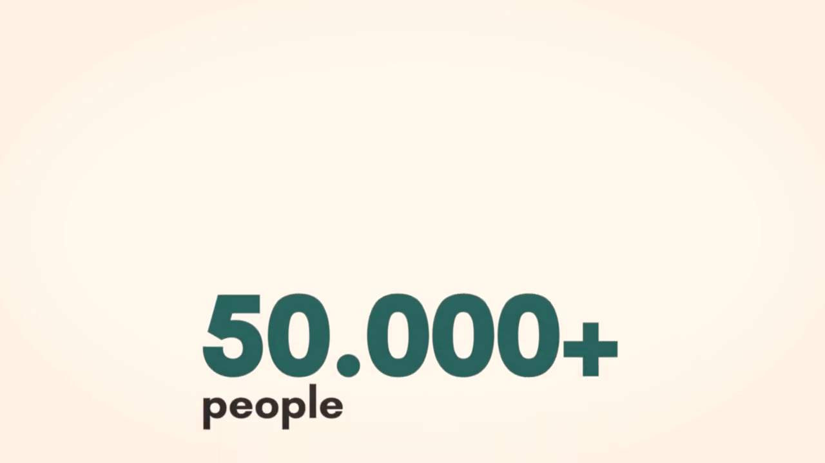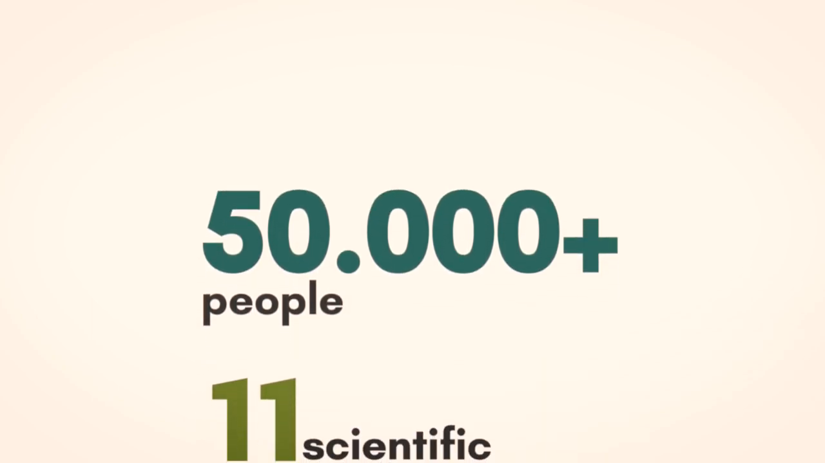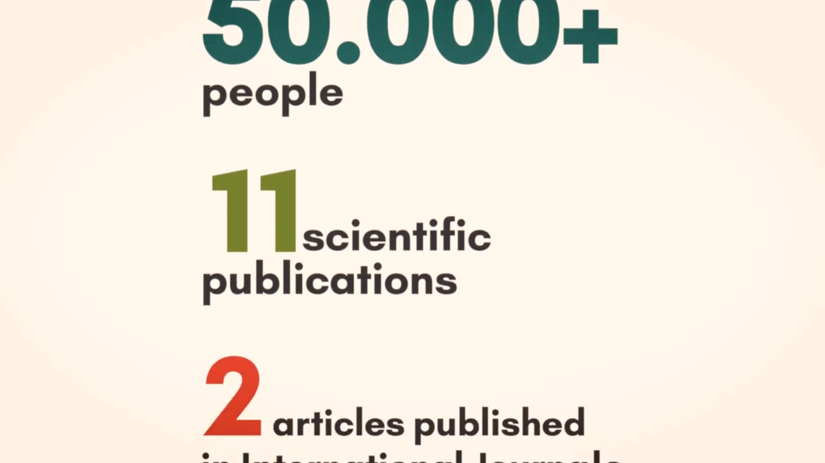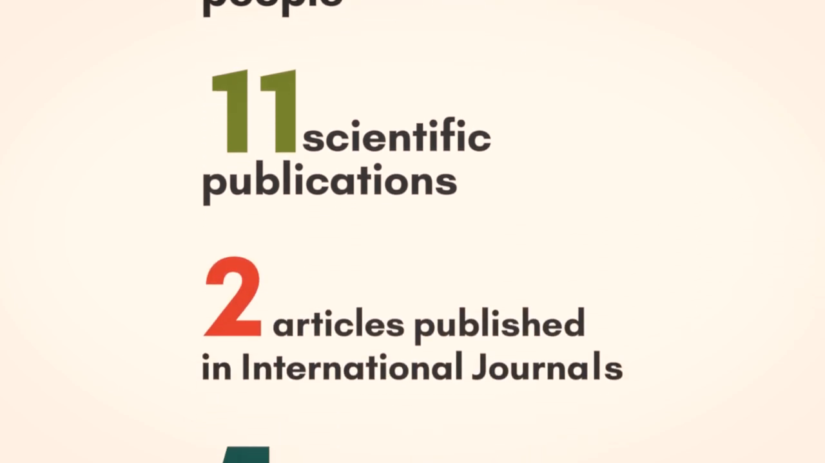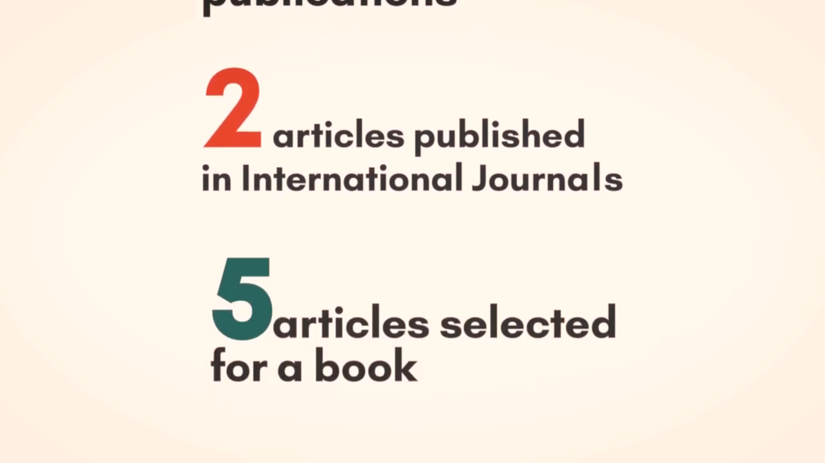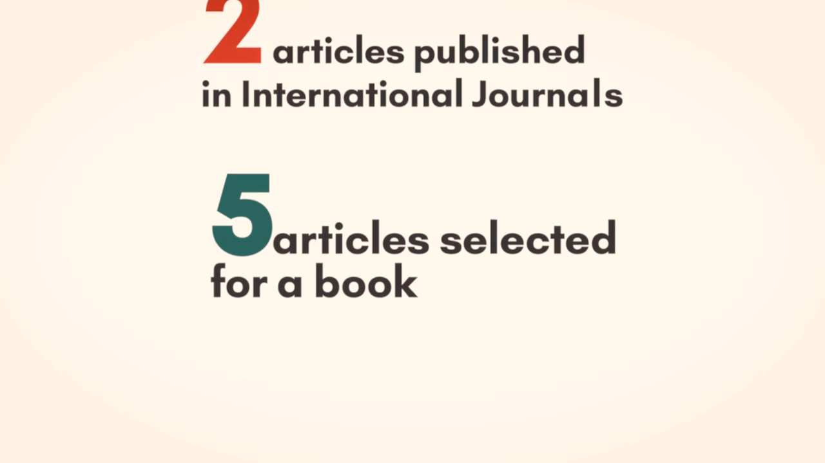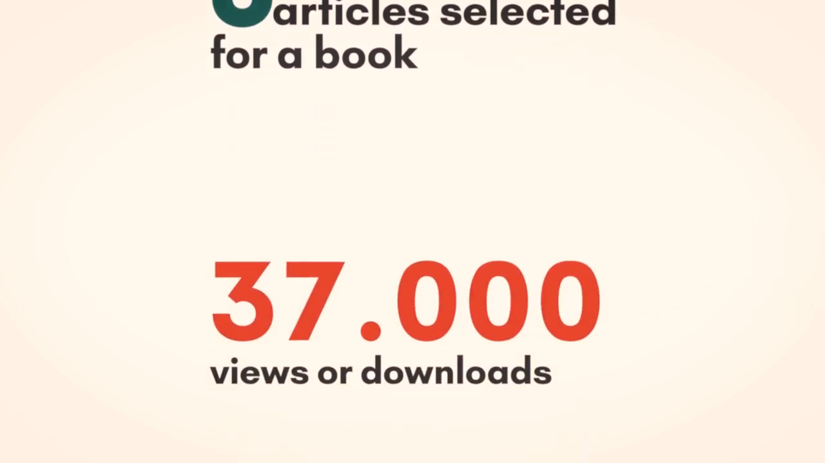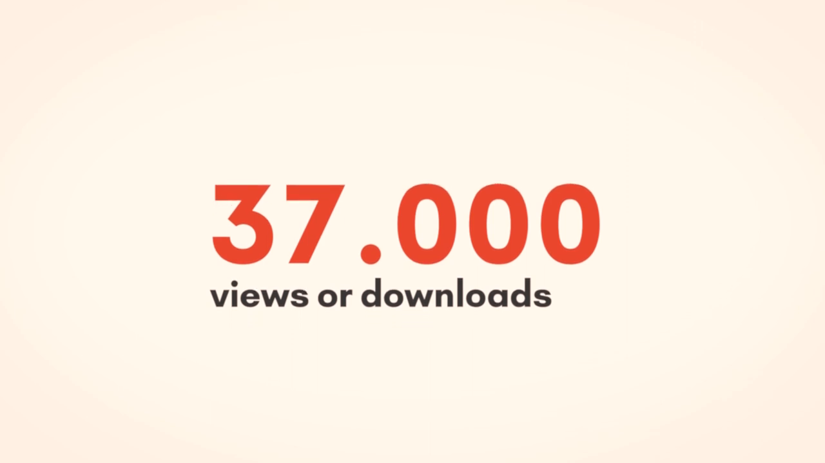CoAct's newspaper articles and partners' newsletters and blogs reached more than 50,000 people. Moreover, CoAct's project wrote 11 scientific publications, with 2 articles published in international journals, and 5 articles selected for the book, The Science of Citizen Science. All these publications had more than 37,000 views or downloads.